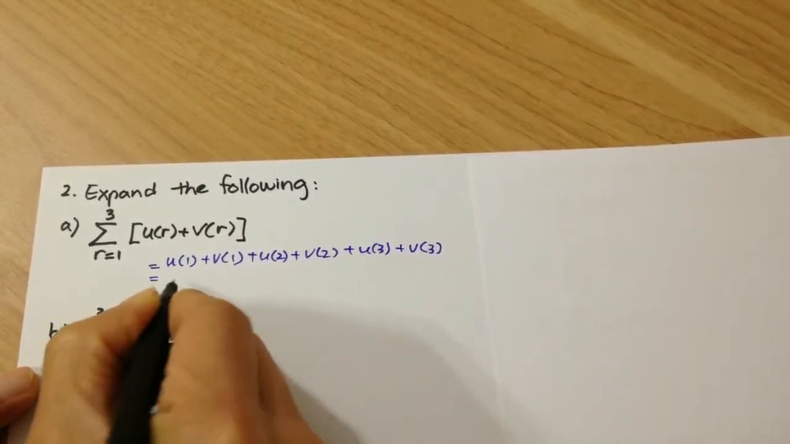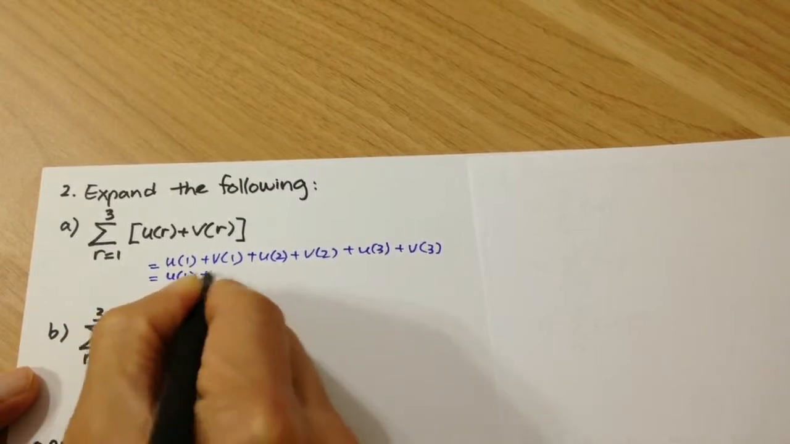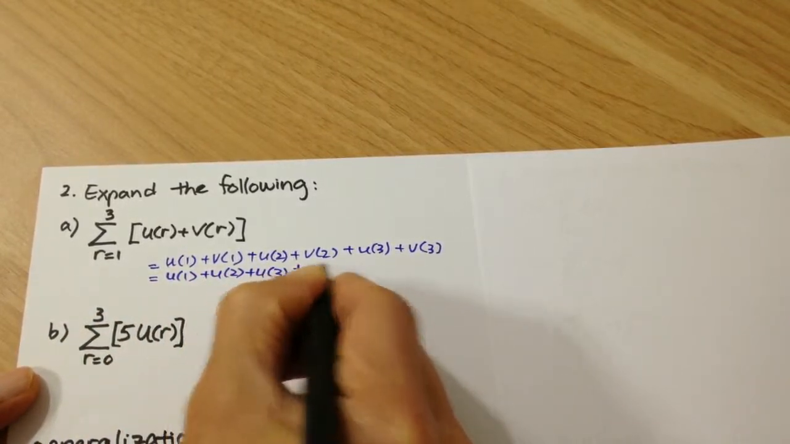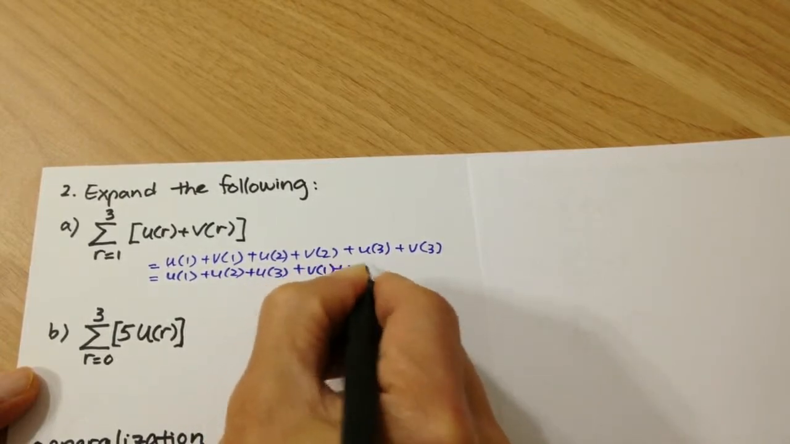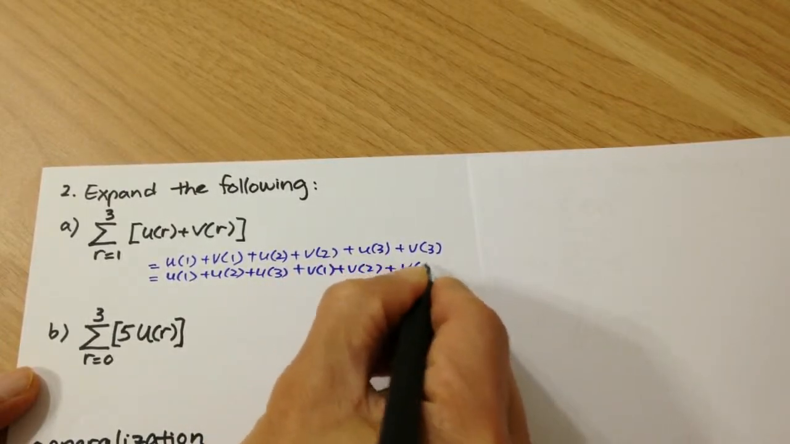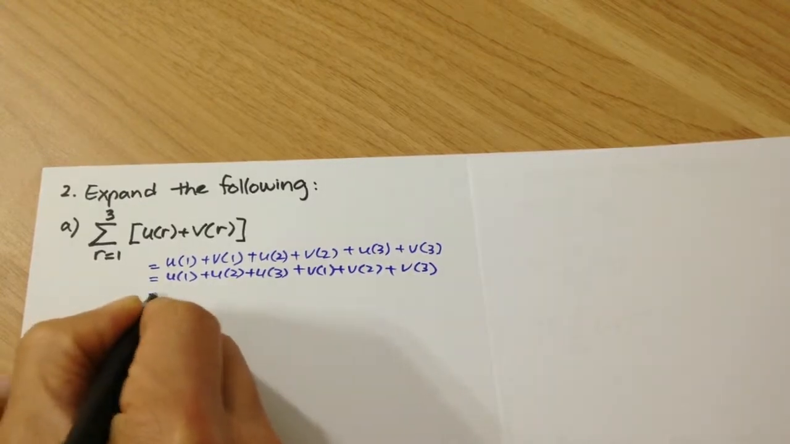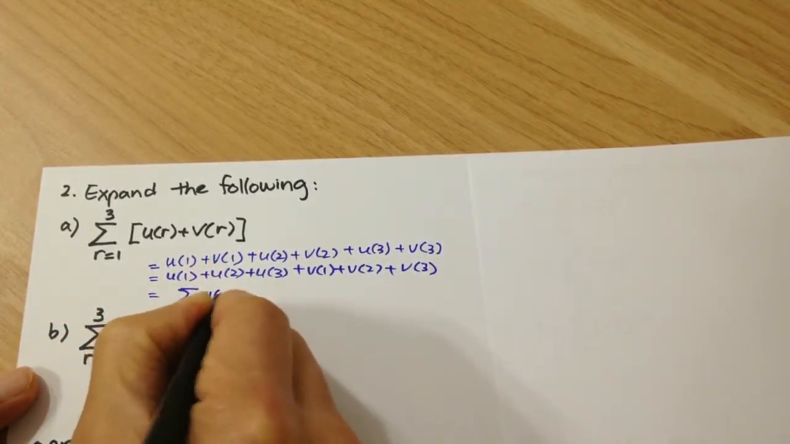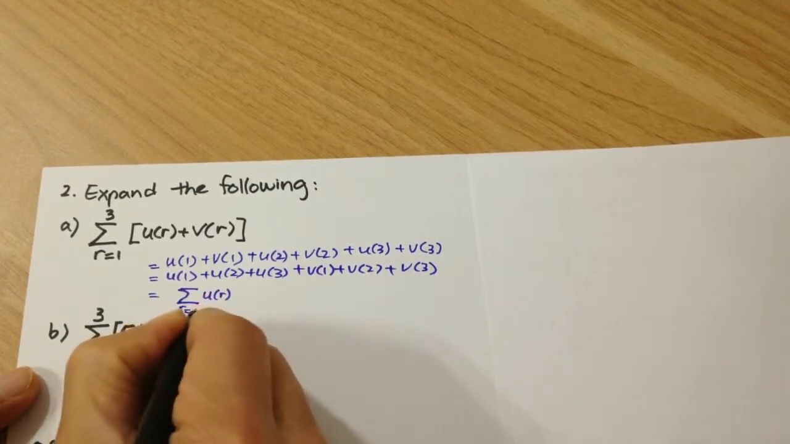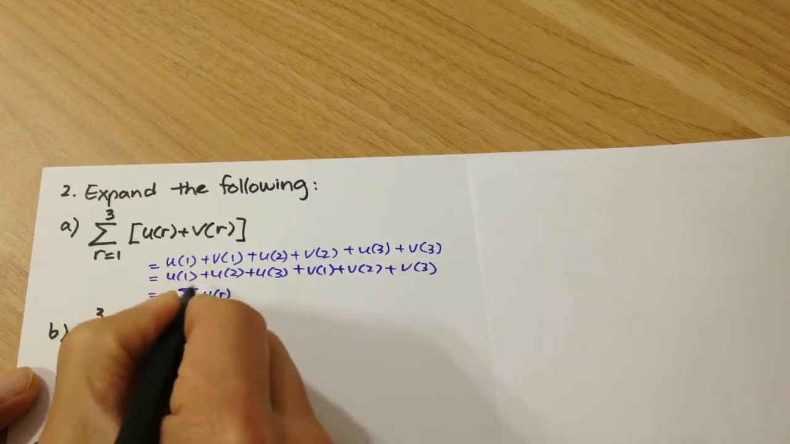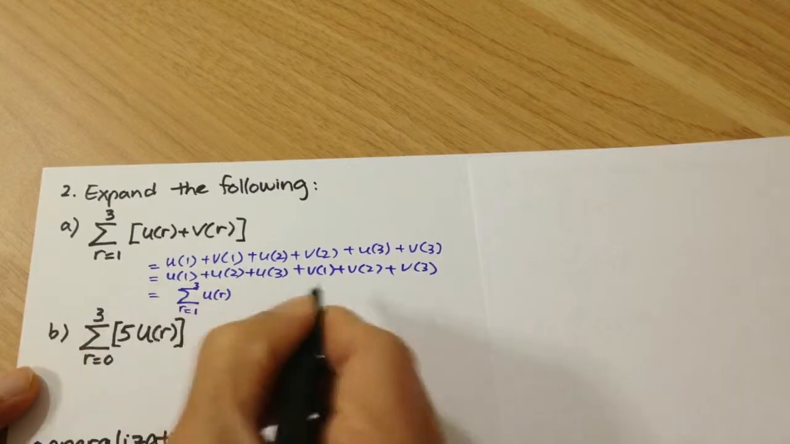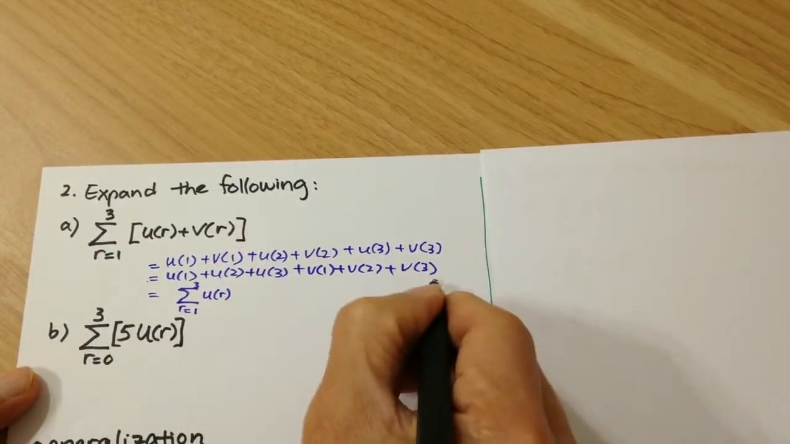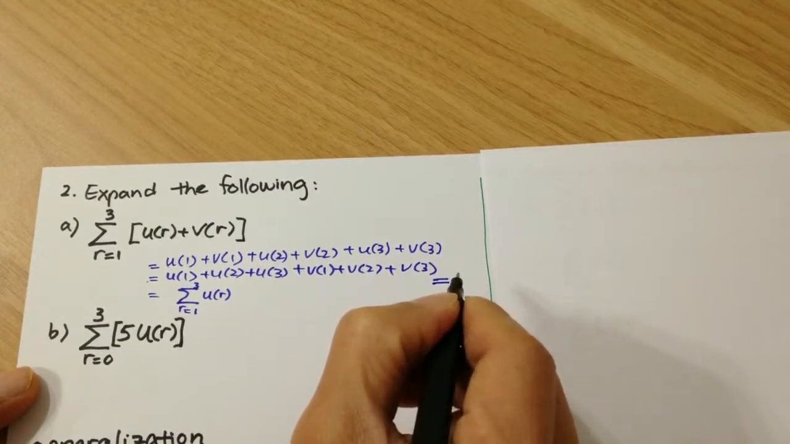And if you group all the U's together, U of 1, and group all the V's together, we can see that this can be rewritten as the sum of U of R from 1 to 3, for example. Well, actually, if you were just to expand it, this will be the answer. The second line here will be the answer, right?